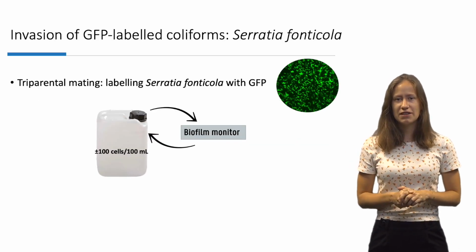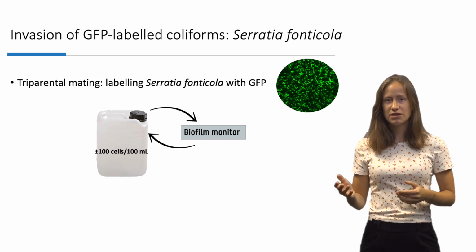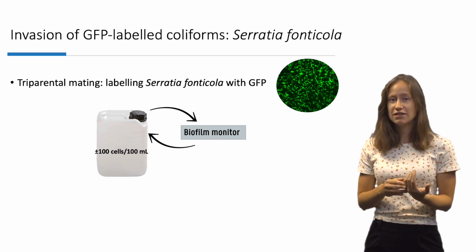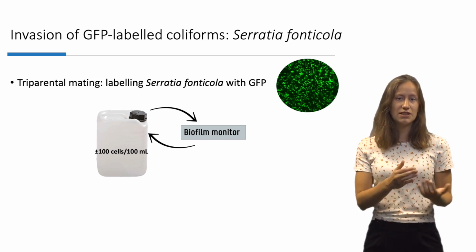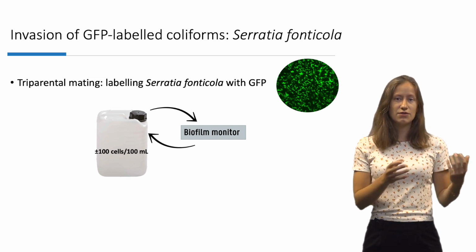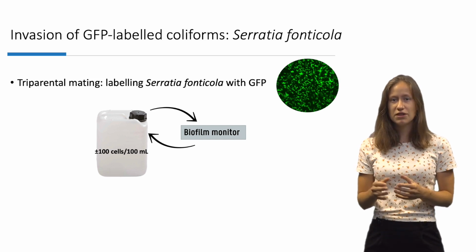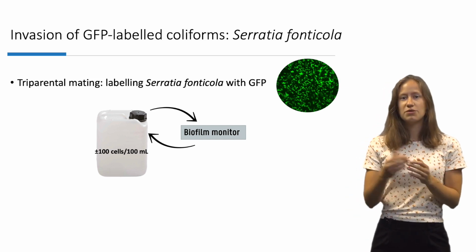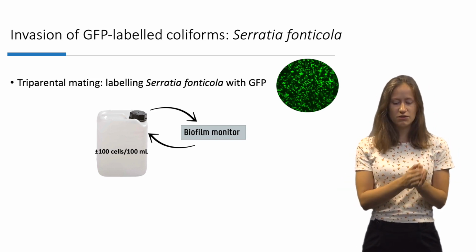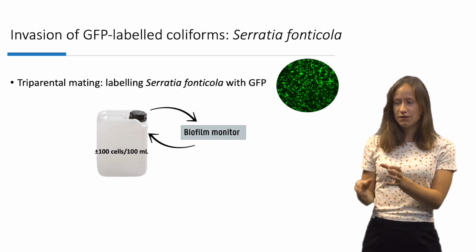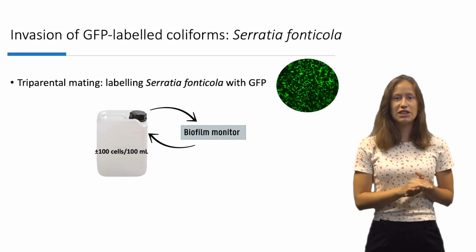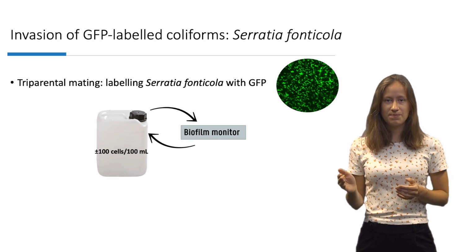As mentioned in the beginning, we hypothesized that coliforms can hide and settle into the drinking water biofilms. To investigate this, we labeled a coliform, Serratia fonticola, isolated from the distribution network in Flanders, with a green fluorescent protein. We spiked the coliform in a vessel connected to the monitors, and after a couple of days we took out some rings to see if the GFP-labeled coliform could be detected.